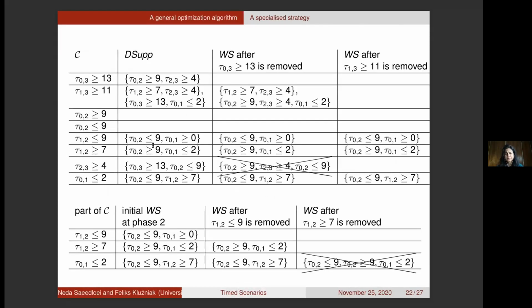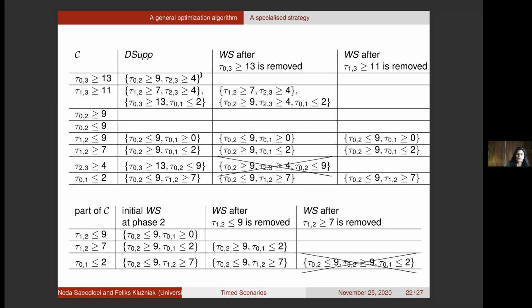And in our specialized algorithm, we order the set of constraints in decreasing order of constants. For example, tau 03 greater than or equal to 13 has the maximum constant. After ordering them, in the second column we show the set of supports of each constraint. For example, tau 03 greater than or equal to 13 has one set of support that is composed of two constraints, tau 02 greater than or equal to 9 and tau 23 greater than or equal to 4.